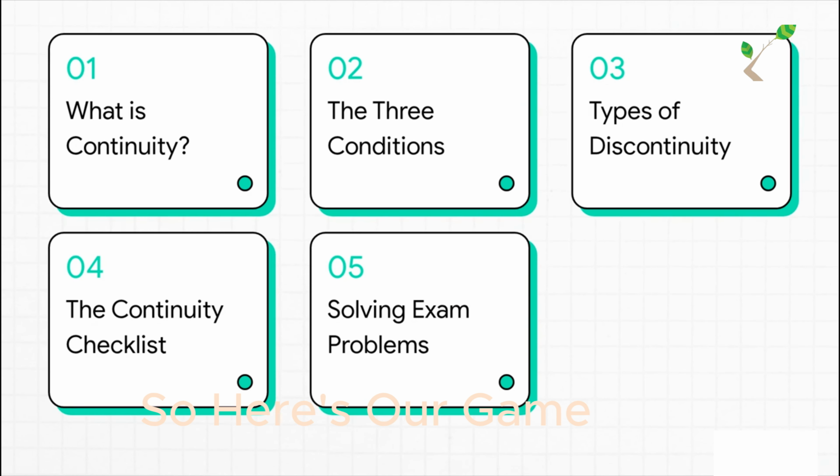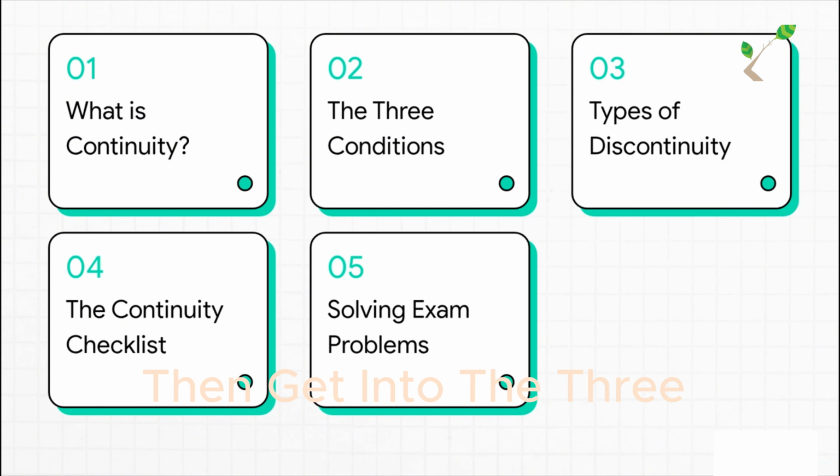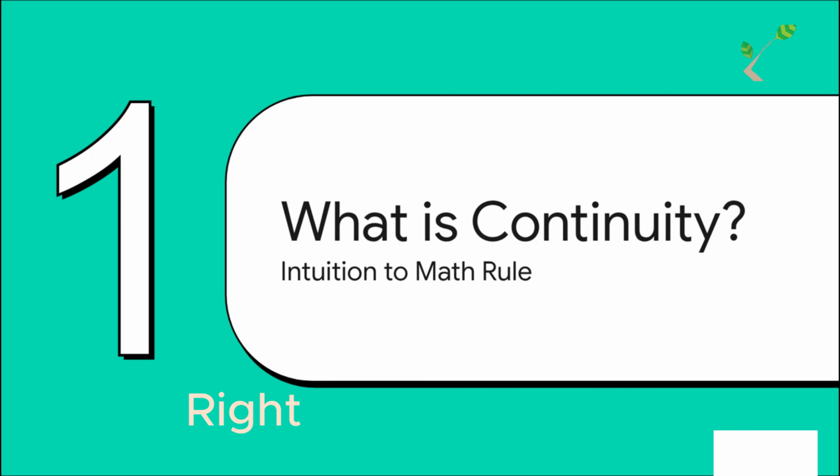Okay, so here's our game plan. We're going to start with what continuity even is, then get into the 3 official conditions. We'll look at the different ways a function can be discontinuous, and then, this is the important part, I'll give you a checklist you can use to solve any exam problem we throw at you. Right, let's get into it.